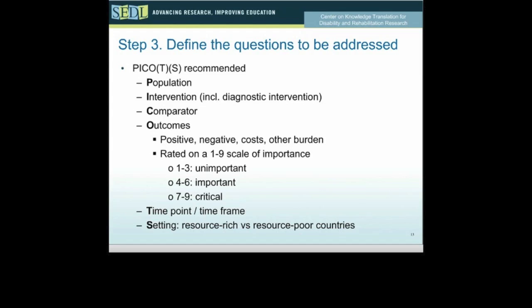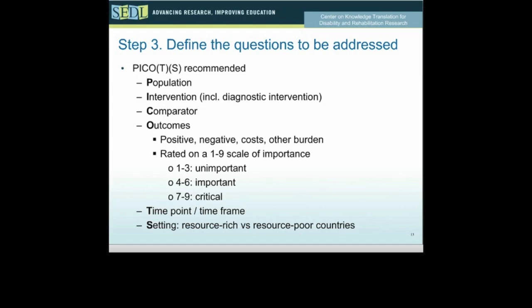And you see here that outcomes, it's the positive outcomes, the negative outcomes, the costs of a particular intervention, and other burdens. It can be such things as, well, in order to get this treatment, you have to show up 3 days a week for 4 hours. That's a burden, if not on you, on the family members who have to bring you in. So outcomes like that are being considered.